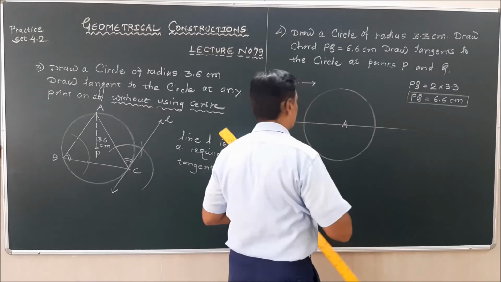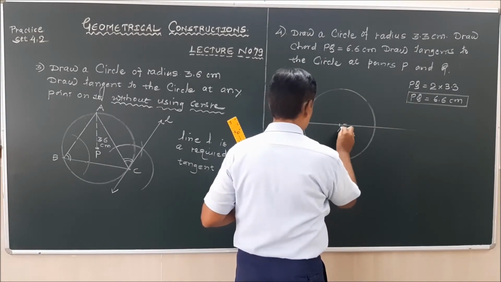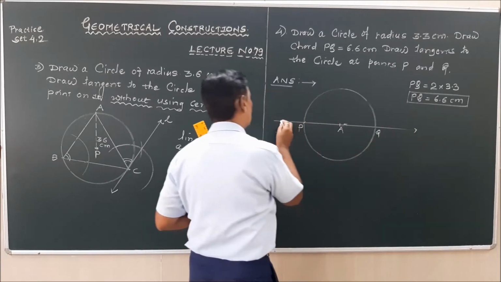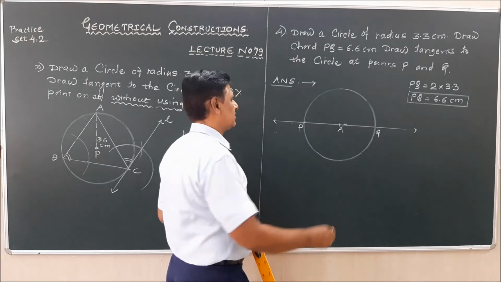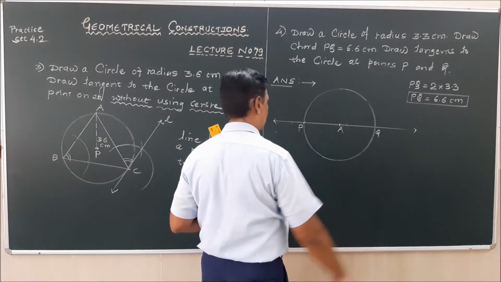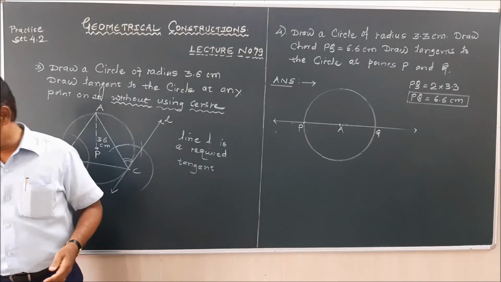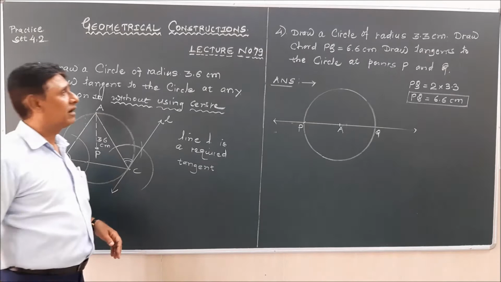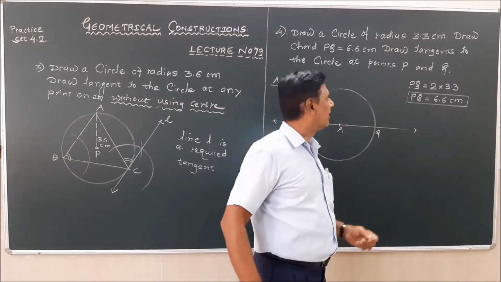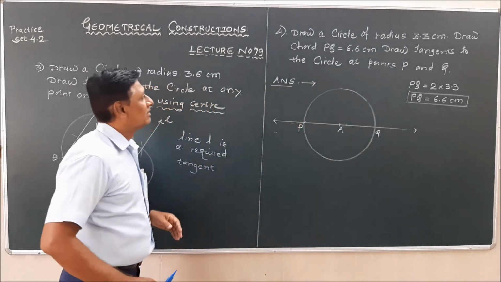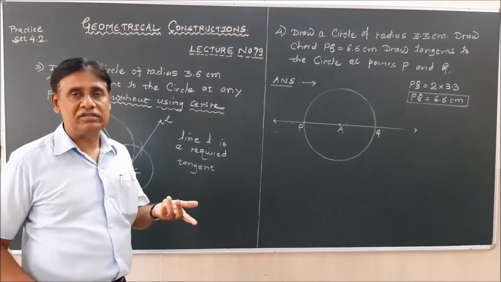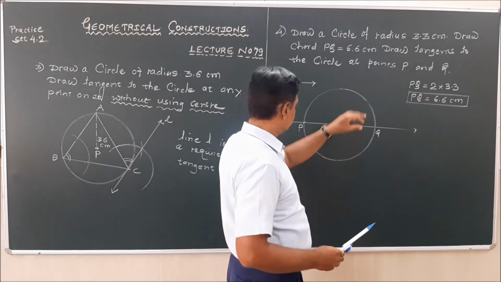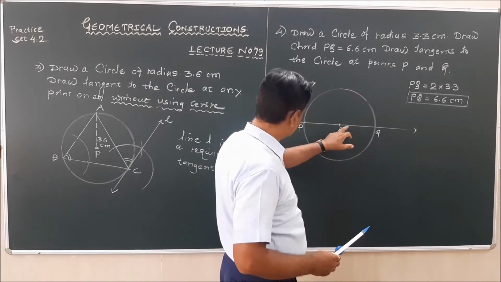This is a diameter. If I draw this diameter, this is point A, this is P, this is Q, and I have drawn a straight line passing through points P and Q. Okay? This is not a very difficult construction, but you have to understand the relationship between the length of the chord and the radius. That chord is exactly twice the radius. That means the chord is nothing but the diameter. Okay, now the question is to draw tangents at P and Q.